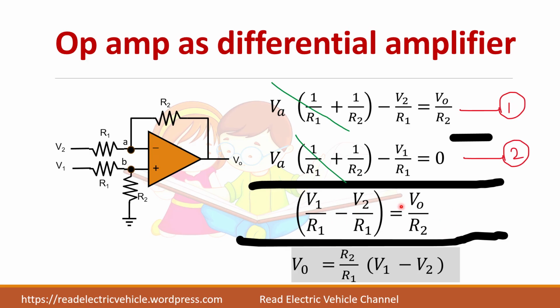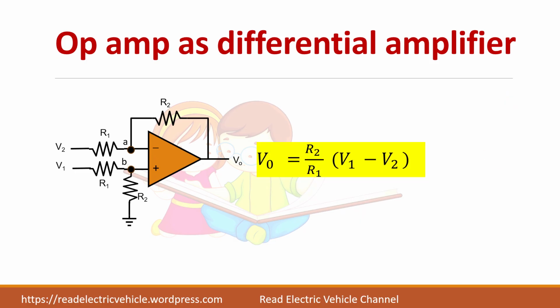So we can simplify this one and write it like this. V0 is equal to R2 by R1 into (V1 minus V2). So this is the output of a differential amplifier. Here the output voltage is directly proportional to V1 minus V2, the difference of the two input voltages.